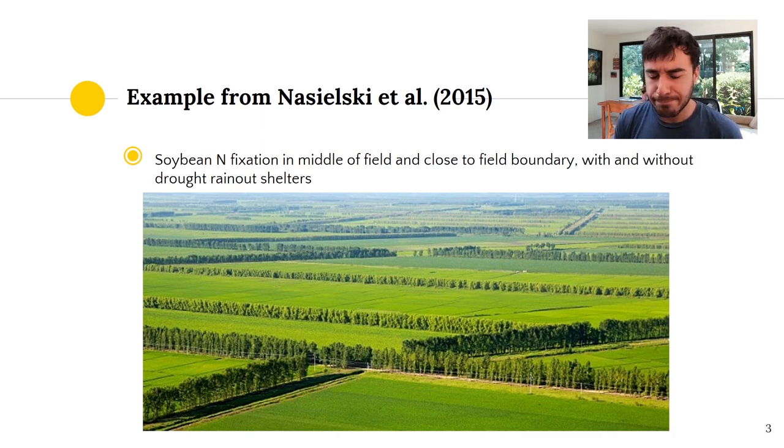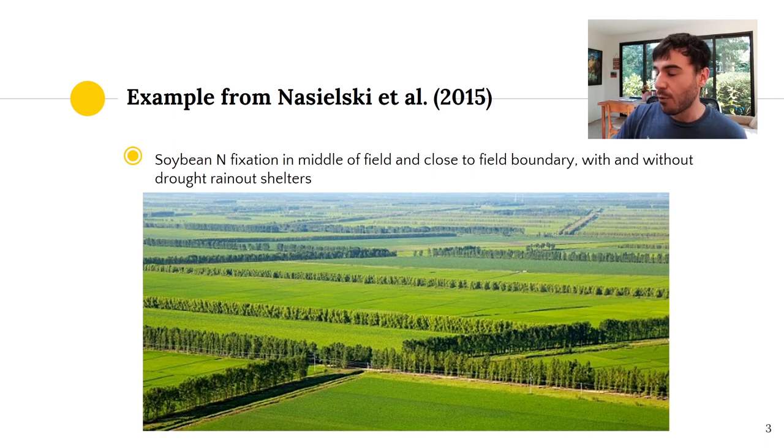So, what I was doing in my master's, I was measuring nitrogen fixation in soybean. So, long story short, soybean is a legume. It fixes its own nitrogen, or more precisely, it forms a symbiosis with bacteria that fix nitrogen and give it to the plant. We don't need to know the details, but I was looking at nitrogen fixation in soybean.